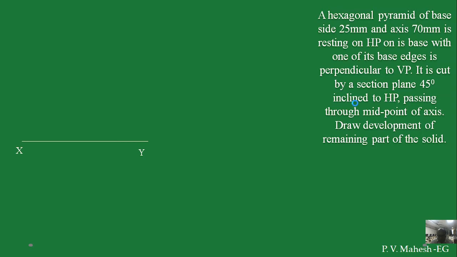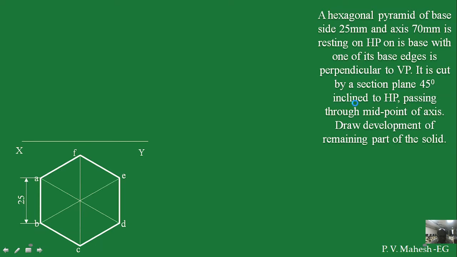So how to do that? It is resting on its base, so the top view is the true shape of the hexagon, because the base is a hexagon. One edge is perpendicular to VP, so this is the edge perpendicular to VP. The length of the edge is 25. A, B, C, D, E, F. We divide that and join all the corners.